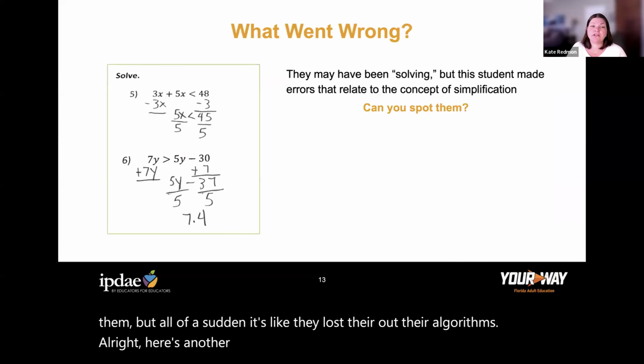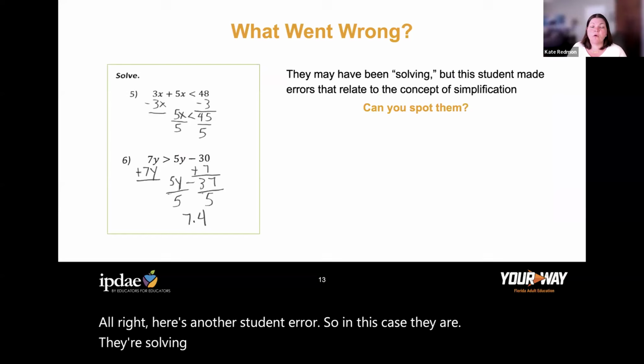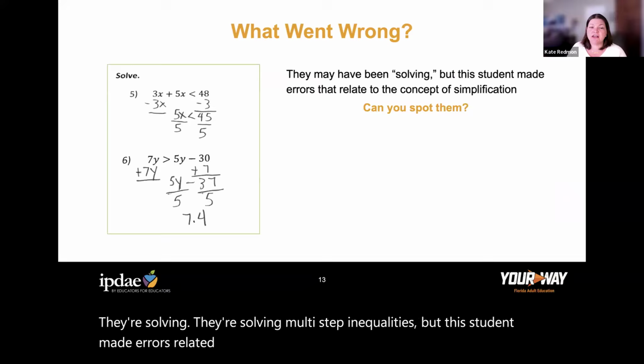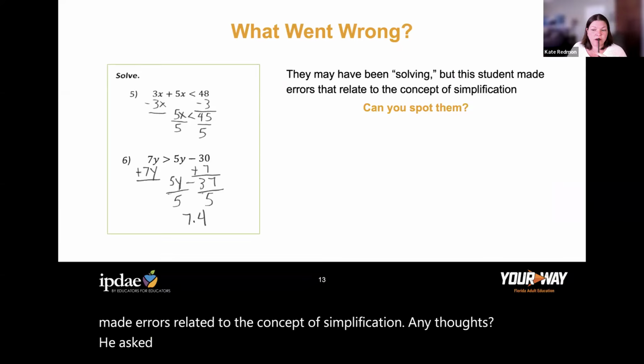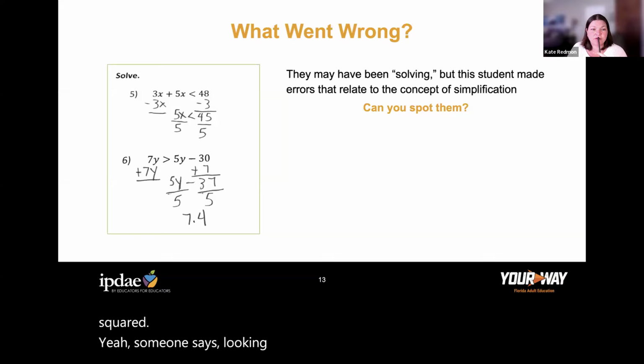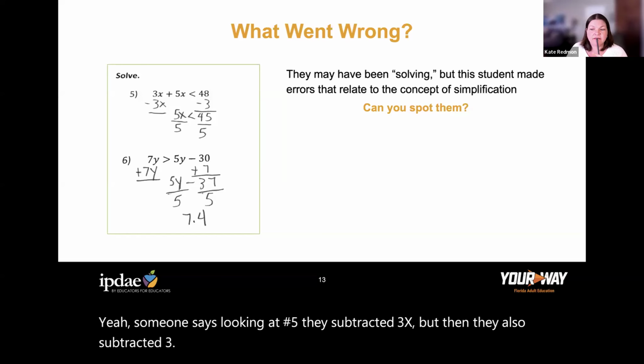So in this case, they're solving multi-step inequalities, but this student made errors related to the concept of simplification. Any thoughts? Yes, Kim, absolutely. People add 2n and 12n and get 14n squared. Mhm. Yeah, someone says looking at number five, they subtracted 3x, but then they also subtracted 3. Exactly. That's not balanced if you subtract 3x and 3.